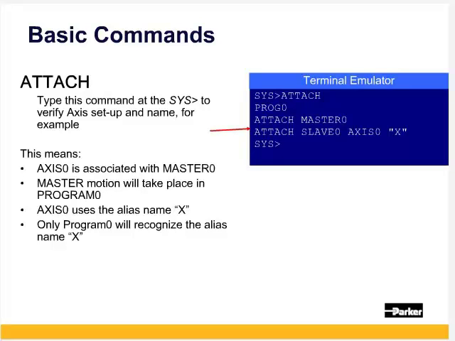Another basic command is attach. Commonly, when first walking up to a machine, attach and PPU are the first commands used. Attach shows which axes are attached as slaves to the masters. This shows axis 0 is attached to program 0 and its alias is X.